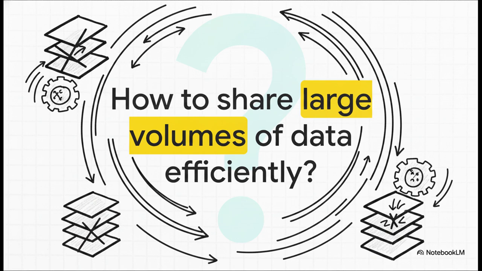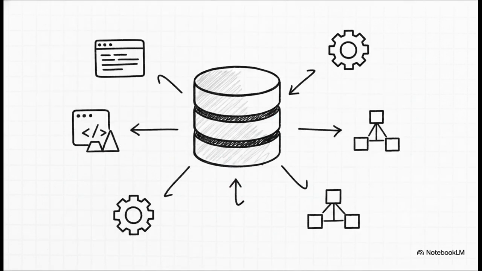Now, the layered pattern is fantastic for separating concerns, but I want you to ask yourself this. What if you have a system where all the components are constantly generating and needing to share massive volumes of data efficiently? Passing all that data up and down strict layers? That would be an absolute nightmare. And that specific problem brings us to the repository architecture. In this pattern, all the data in a system is managed in a single central repository that's accessible to all system components.